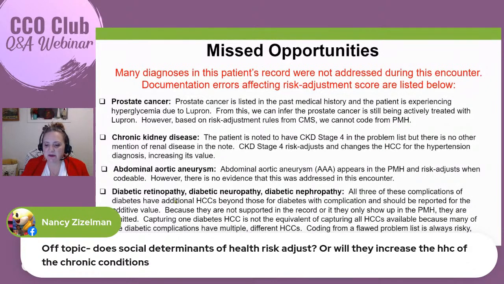Any questions off topic? Do social determinants of health risk adjust? They do not. They do not. Or will they increase the HCC of chronic conditions? But you can use them as a magic golden thread for MEAT, right?